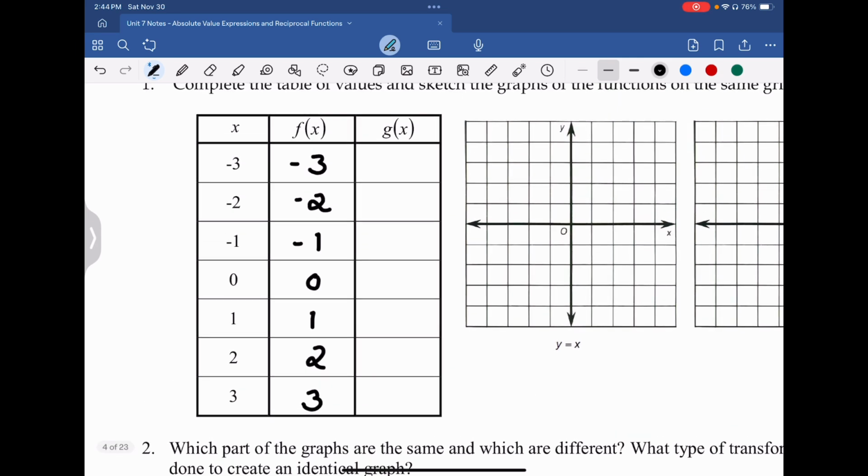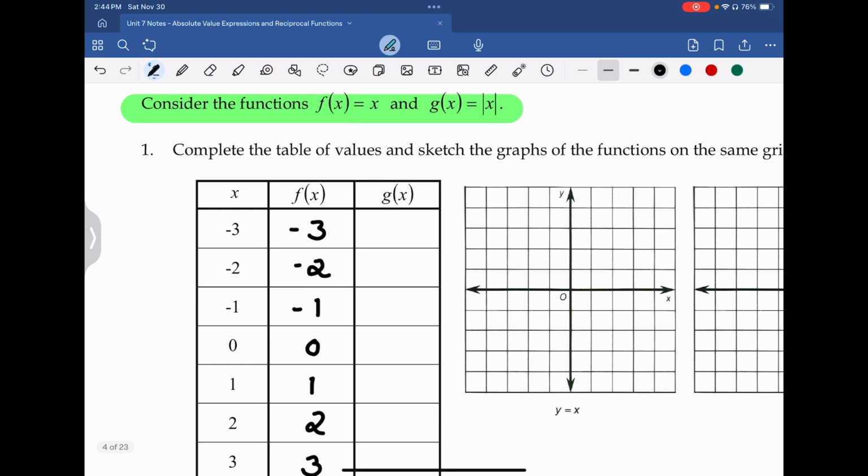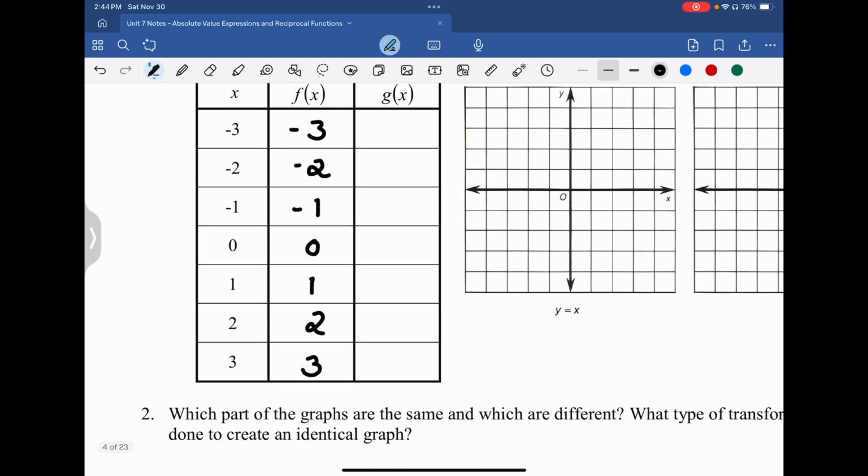Now, to get the values for g of x, which is the absolute value of x, all x values that were negative, positive, or 0 all become positive. So for our g of x, if x was -3, now it's positive. If the x is -2, then we get a positive output. If we have -1, it's a positive output. And for all the other ones, it stays the same because they're already positive.